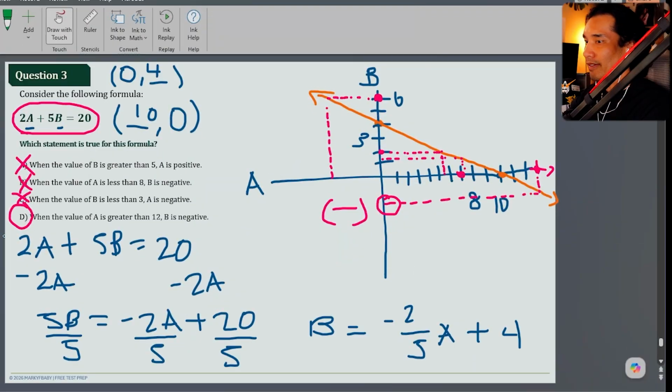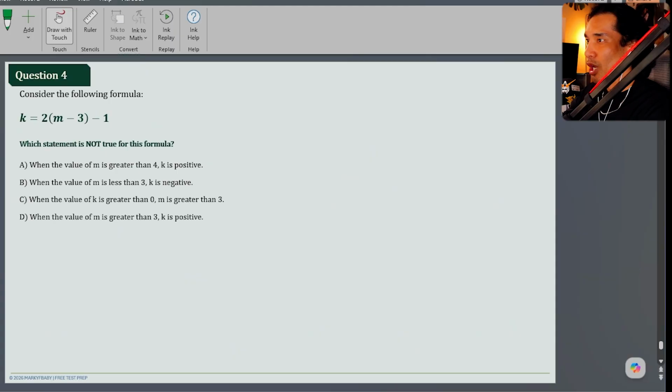Okay, moving on. Question number 4. Consider the following formula. K is equal to 2, and then in parentheses, m minus 3, minus 1. Which statement is not true for this formula? So now we are looking for a statement that is not true. That means 3 of these statements are true.